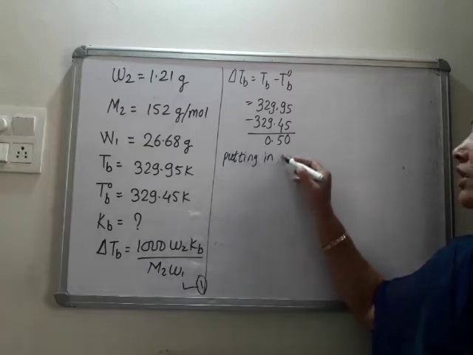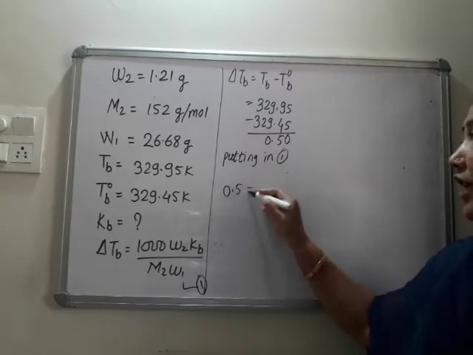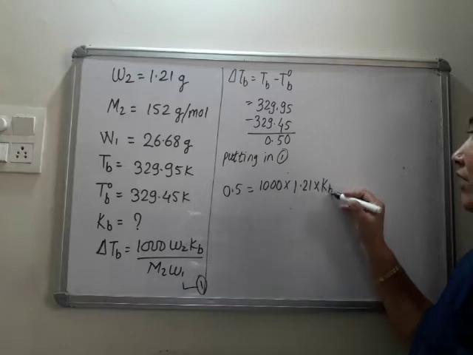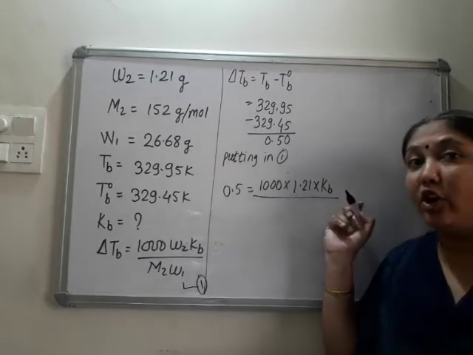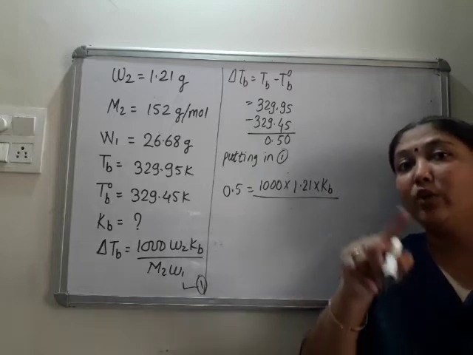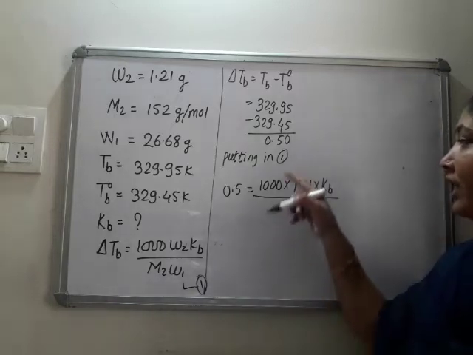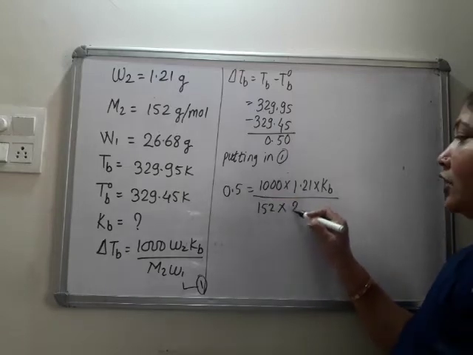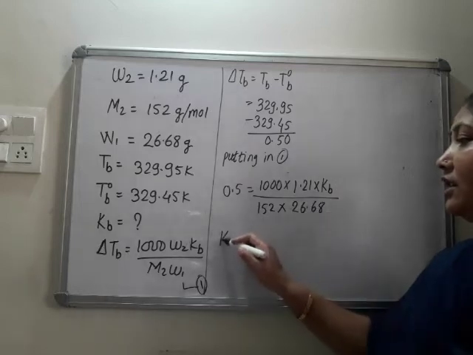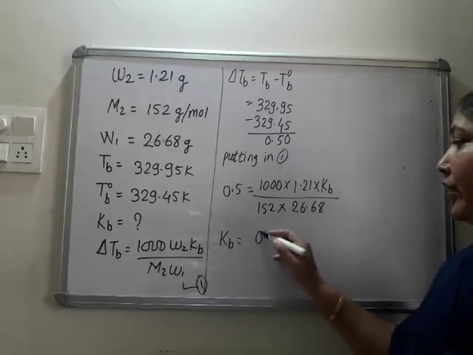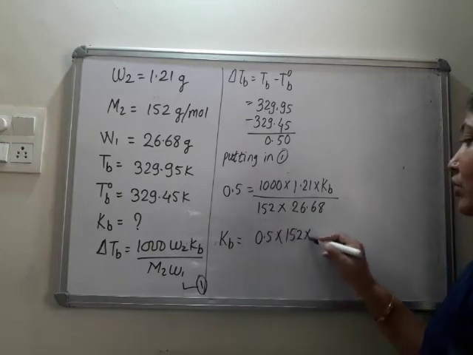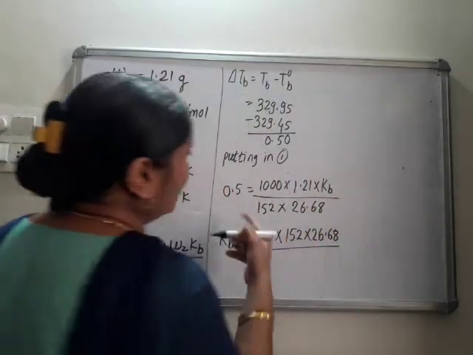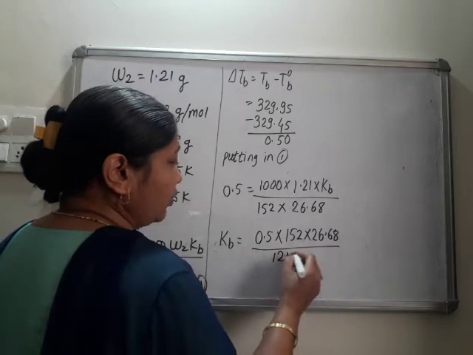What do we get? 0.5 is 1000. W2 is how much? 1.21. Kb we have to find. This is for acetone. So we will not get 0.53. 0.53 is value for water. For acetone it is different value. And upon M2 it is 152. And W1 given is 26.68. Rearrange this. So Kb is equal to 0.5 into 152 into 26.68 upon, if we multiply this 1.21 by 1000, what will be the value? 1210, isn't it?